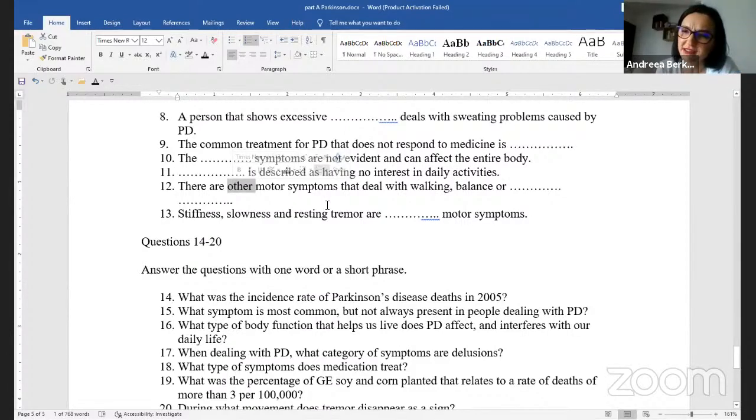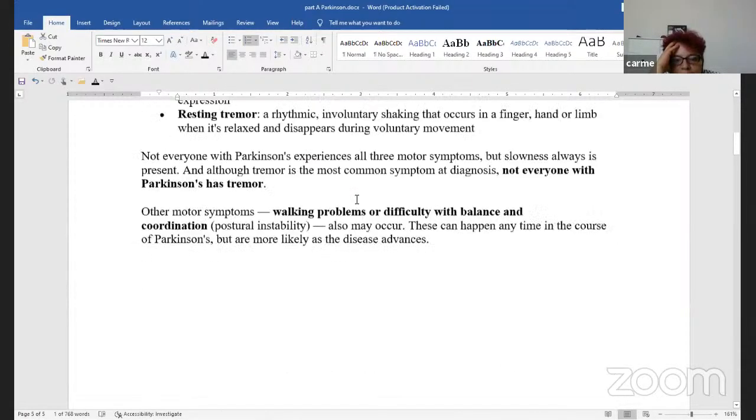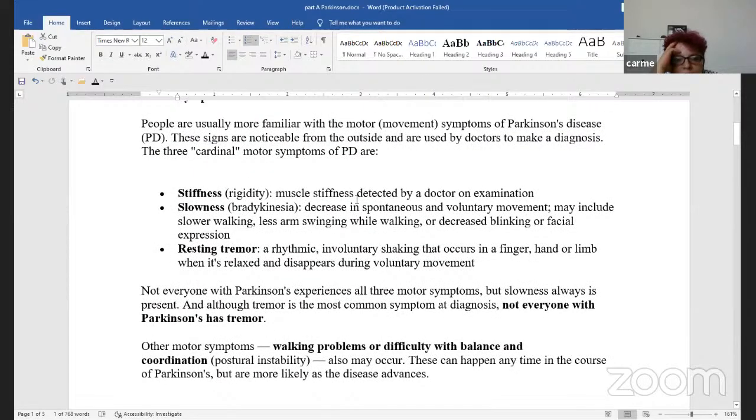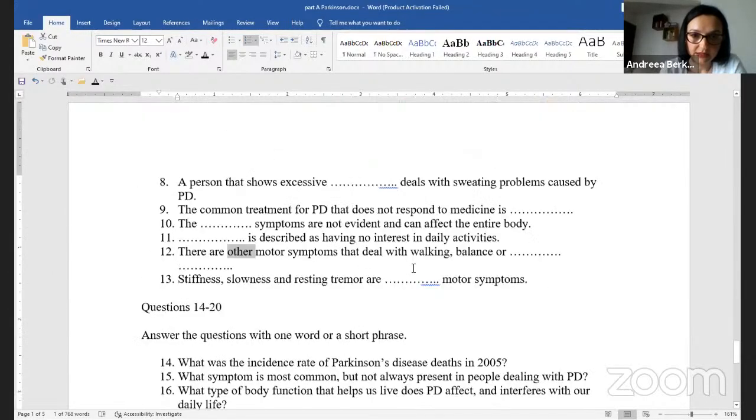So I'm going to show you which text, Gabriel? B. Coordination. Postural instability. Coordination. Okay. So we have walking, balance, and coordination. Now, I'll show you the question again so you see what I mean. So there are motor symptoms that deal with walking, balance, or coordination.